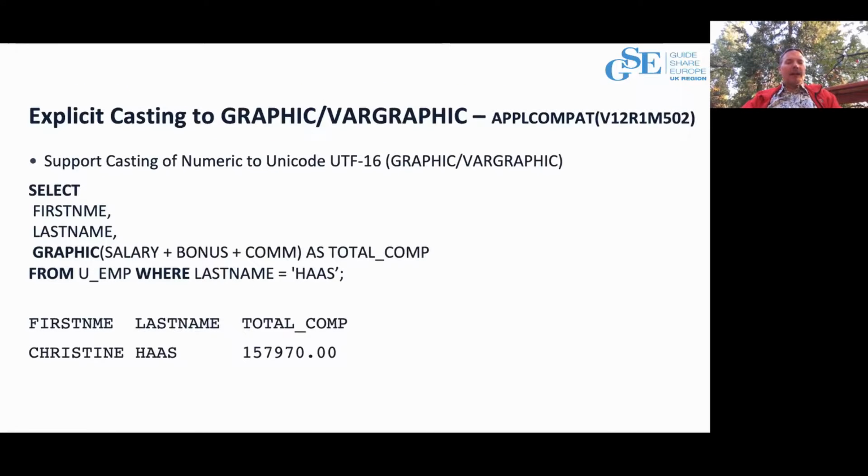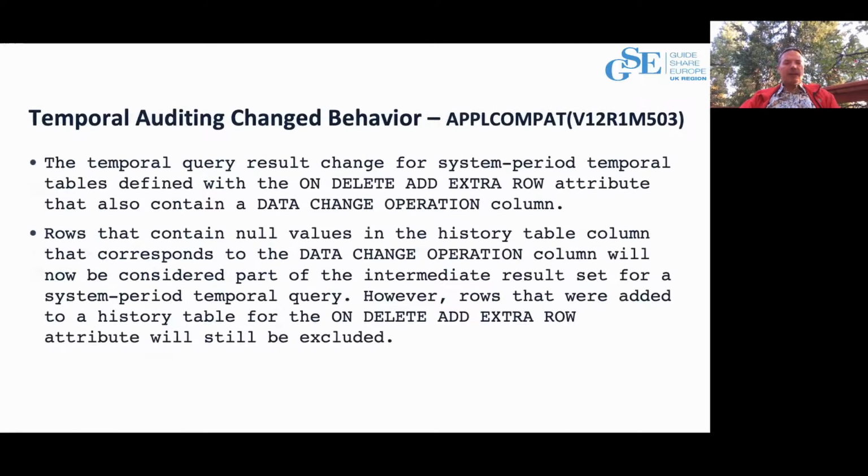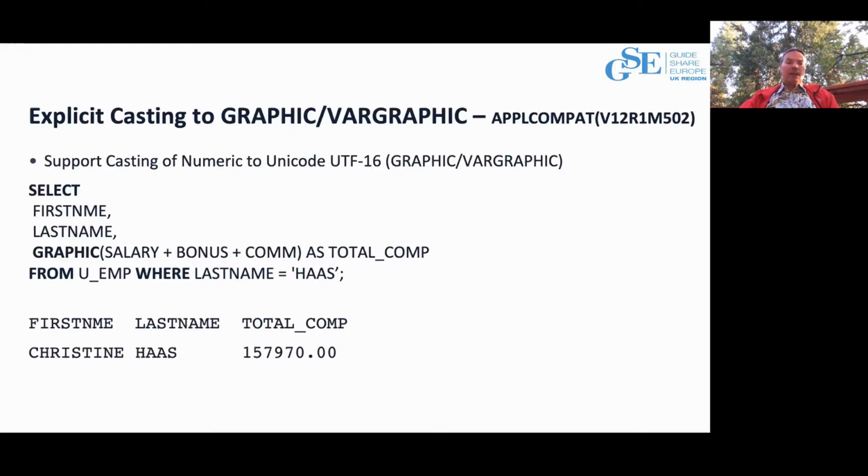All right. Another thing that SAP asked for was some Unicode capability that was missed in version 8, which is the ability to cast a numeric to UTF-16. So in this example here, salary plus bonus plus commission are numerics, and when you're executing the GRAPHIC function on it, it's actually going to create a UTF-16 value there. And I will say that Christine Haas, again, back in the day, $157,000, so that's making pretty good money.